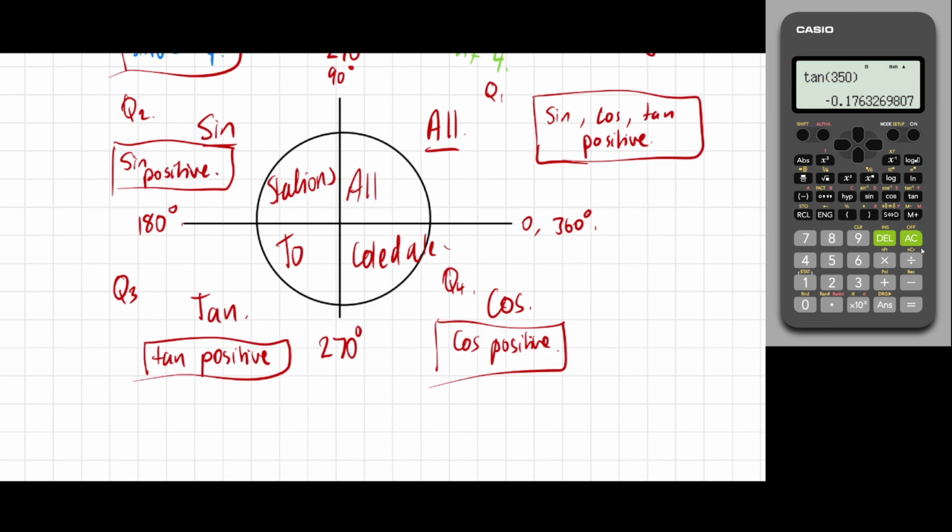So I'm going to leave it at this for the first video, guys. And I'm going to do a second video on how we can actually get an exact value in each of the different quadrants.